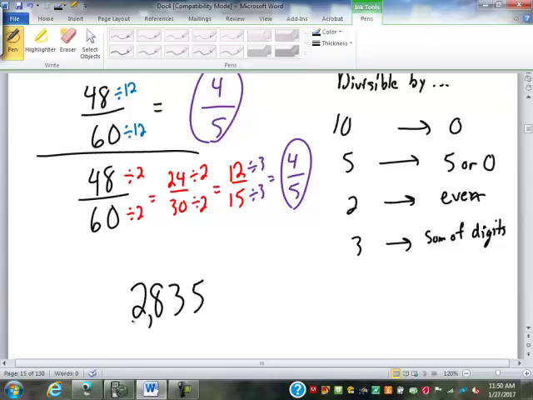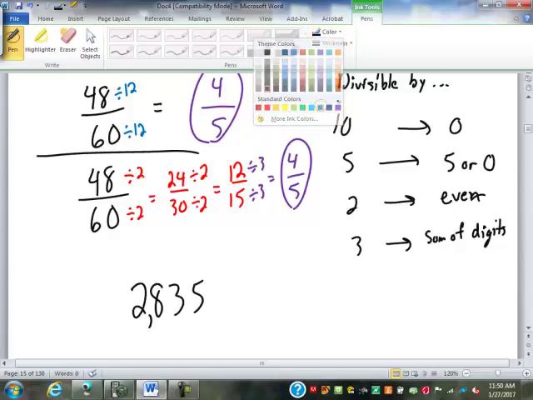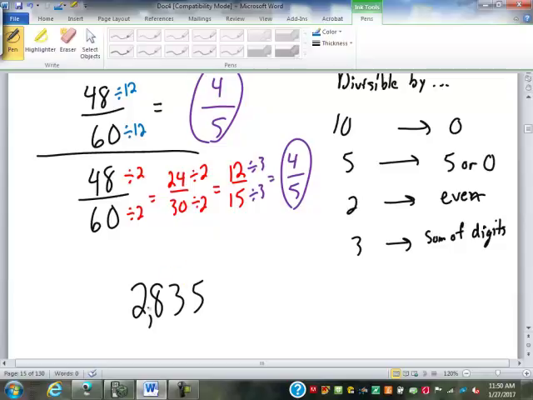So 2,835. Is it divisible by 3? Well, here's how you would tell. There's a shortcut for how you tell. Obviously, you try to divide it out and see if you get a decimal or fraction or whatever. But let's add together the digits.